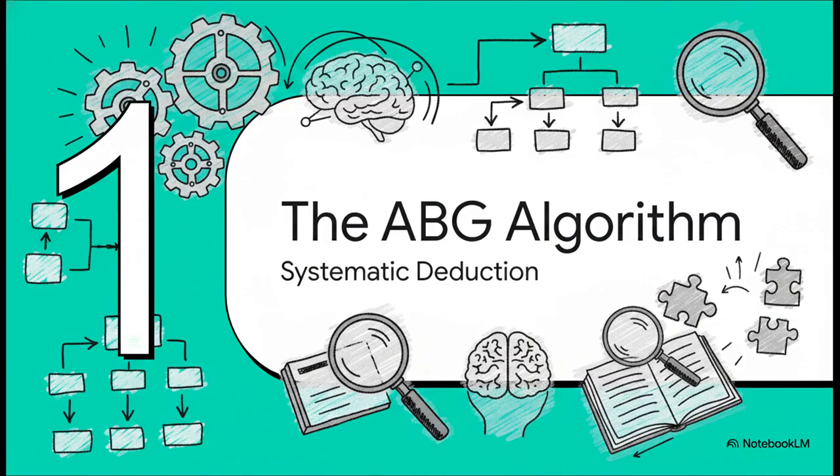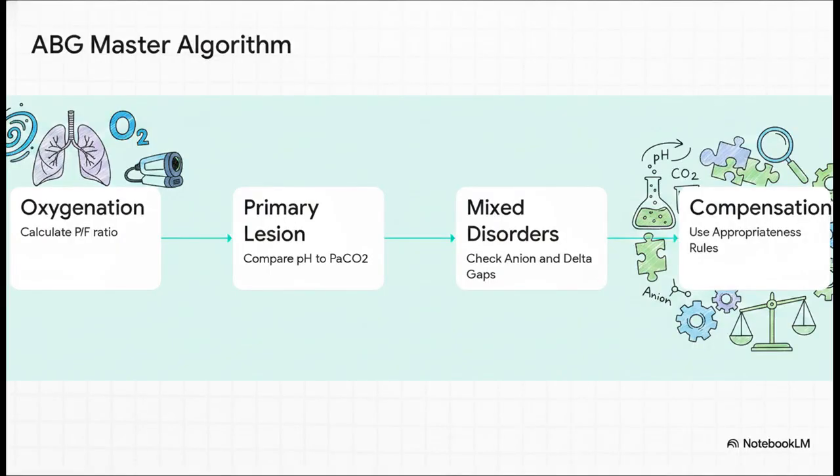Systematic deduction. To solve any ABG case accurately every single time, we need a reliable system to ensure absolutely no clues slip through the cracks. So here is the absolute core of it, our 4-step master algorithm.